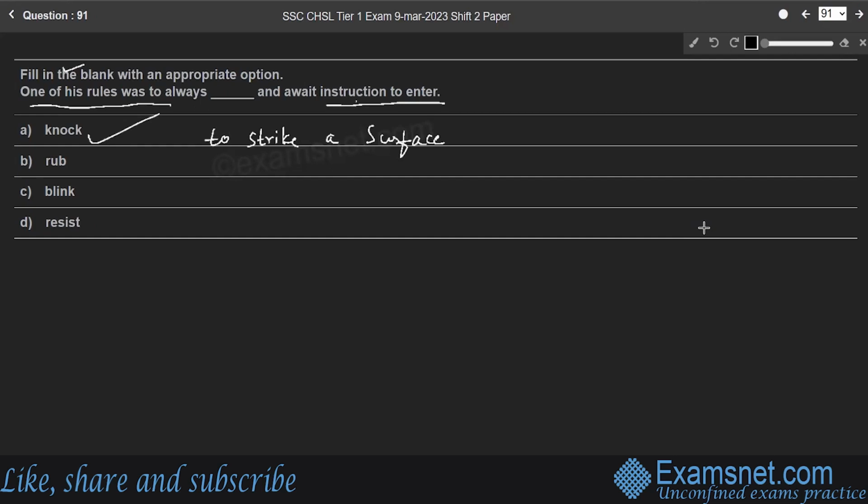In the context of the sentence, the rule is to always knock before entering, indicating the act of tapping or striking a door or surface to announce one's presence and await permission or instruction to enter. For example, he stood outside the door and gave a gentle knock. Therefore, the correct answer is option 1, knock and await instruction to enter.